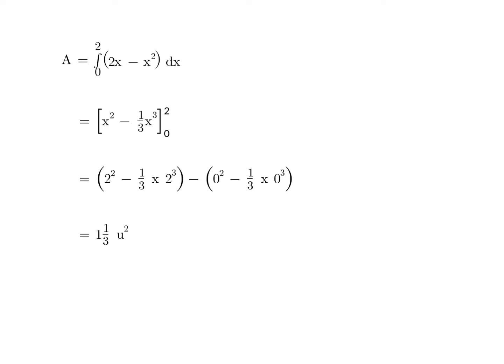So going through your integral phase, raise your power, divide by your new power. Substituting in 2 and 0, you get 1 1/3 units squared. So we get an answer that's positive. So we don't need to do anything with that. We just know that 1 1/3 is that area underneath the curve and the x-axis.